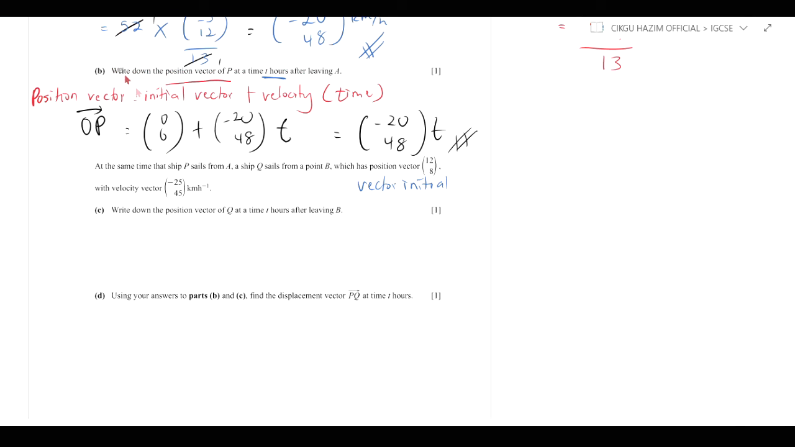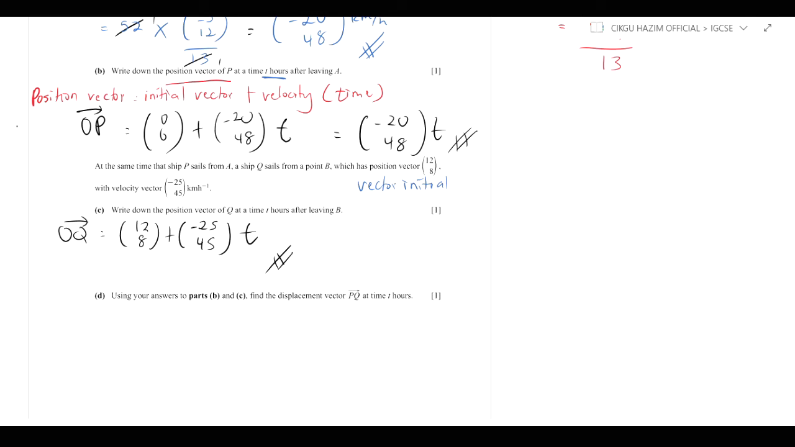Write the position vector of Q. It means OQ is equal to the initial vector, which is (12, 8), plus the velocity given by (-25, 45) multiplied by time. That's all that we need to write, because that's the question: write down the position vector of Q. Remember, the position vector is the way we write the information, that's all.